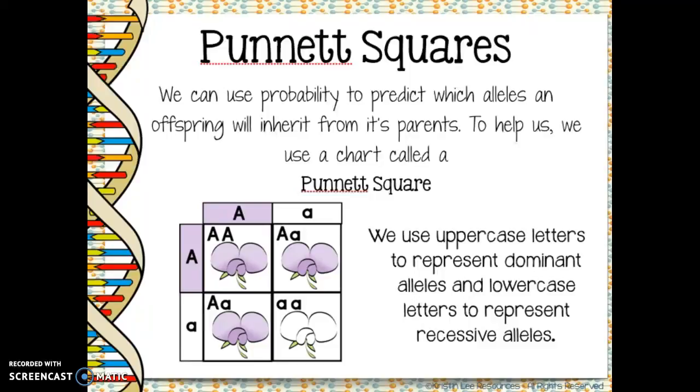So, Punnett squares. What we're going to be using are what are called Punnett squares. It's a chart that's going to help us predict what the offspring will inherit from the parents. In this case, it's looking at purple versus white flowers. One parent will be on the top and one parent on the side, and it gives us an idea of what the offspring will look like. We're only using uppercase and lowercase letters, and on the inside, it gives us an idea of what the offspring will look like.